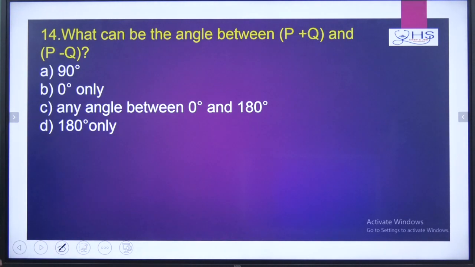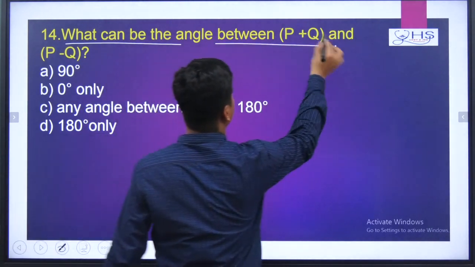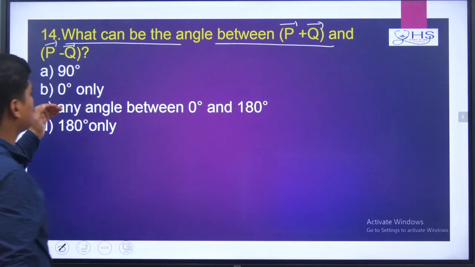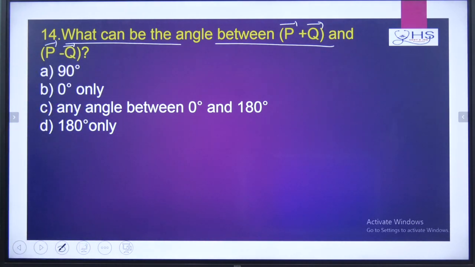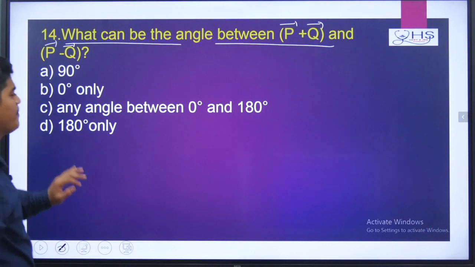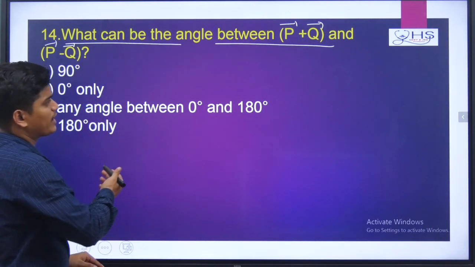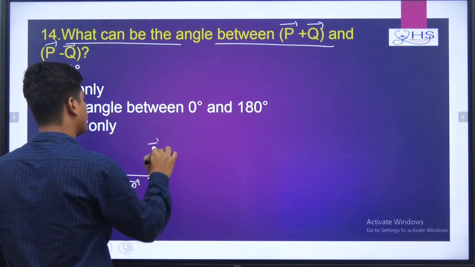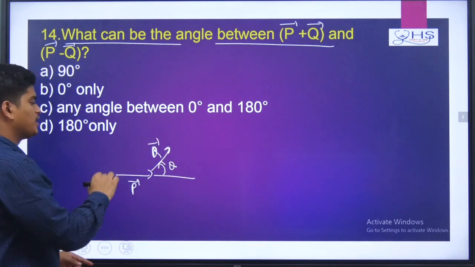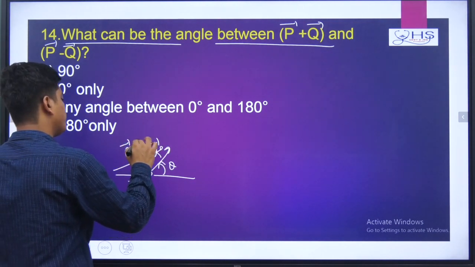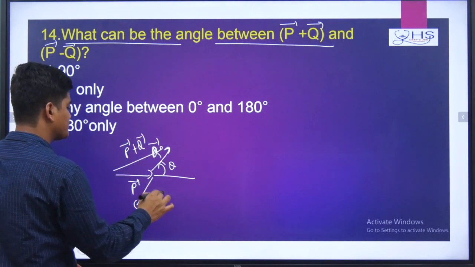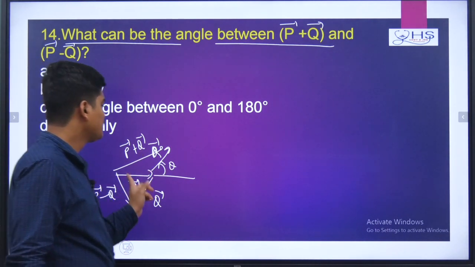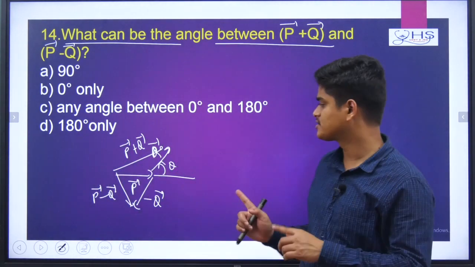Now come to the next. What can be the angle between P plus Q and P minus Q? 90, 0, any angle between 0 and 180. So remember, here they are telling P plus Q, P minus Q, and we don't know the angle between P and Q. So here you can say this is your P vector, Q vector. Here it is theta, and P plus Q will be this way, and this will be minus Q, and this will be P minus Q. This theta will vary, then the angle between P plus Q and P minus Q will also vary.